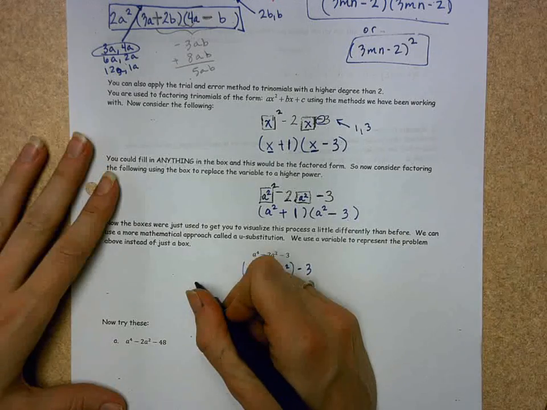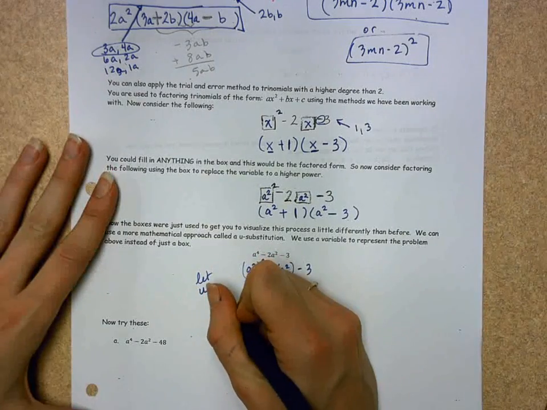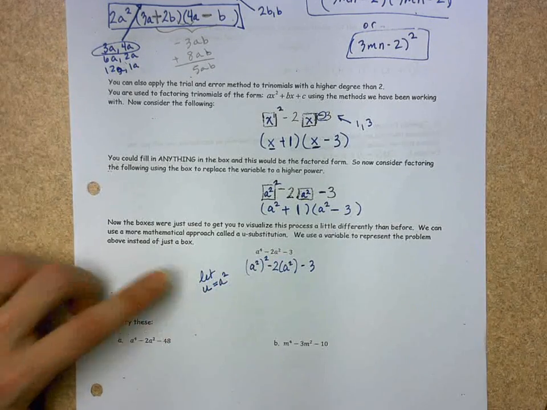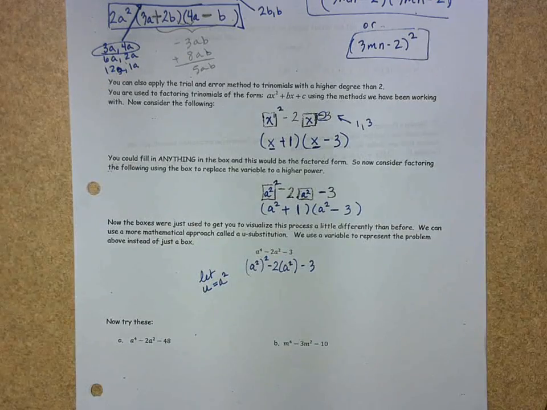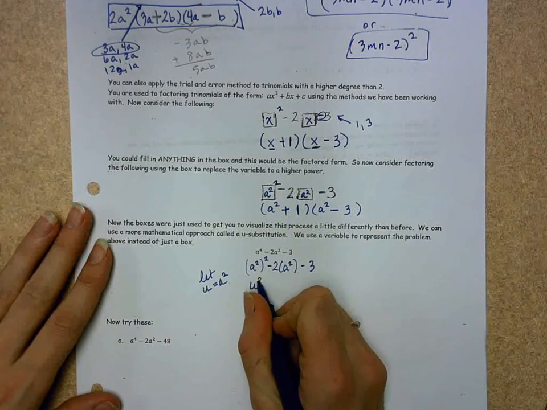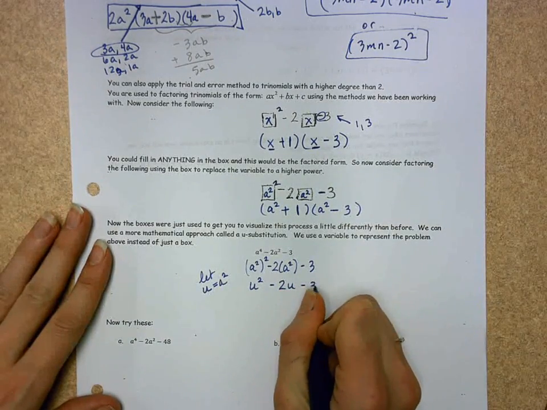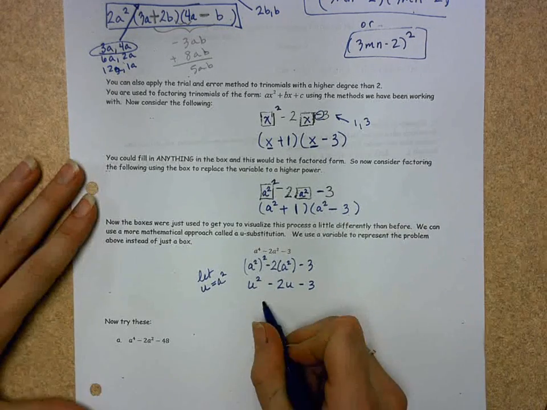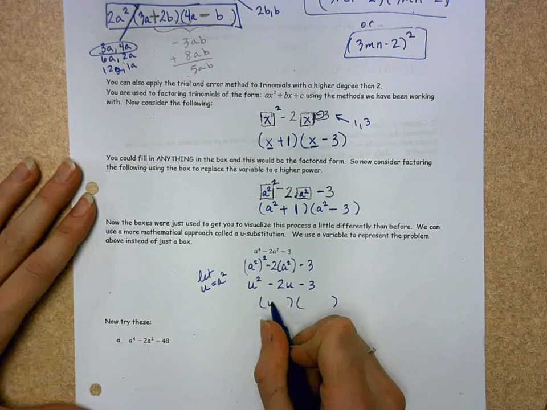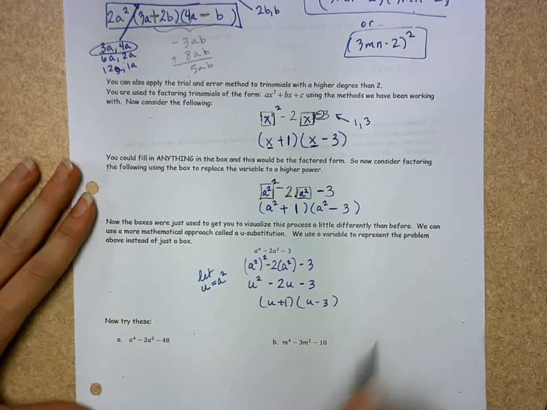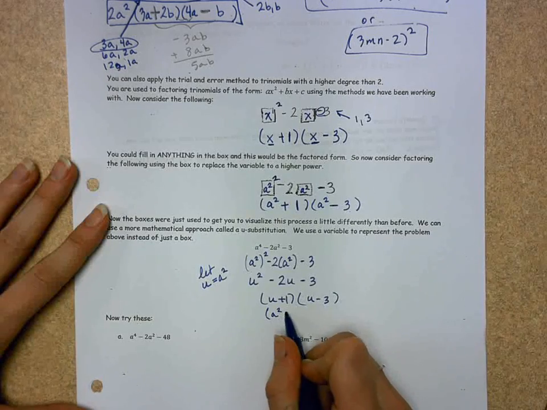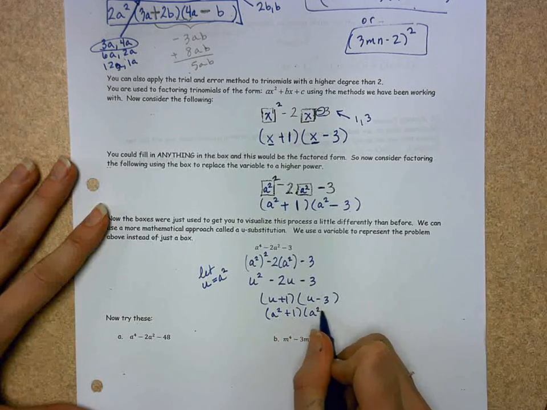But now if I let a variable, and we usually use u, I'm not sure why, but we do, if we let u replace a squared, then we can go ahead and rewrite it as u squared minus 2u minus 3. And now it would factor in the exact same way that we saw yesterday. It would just factor down into u plus 1, u minus 3, and the only thing you'd have to do at the end is replace the u's with an a squared. A squared plus 1, a squared minus 3.